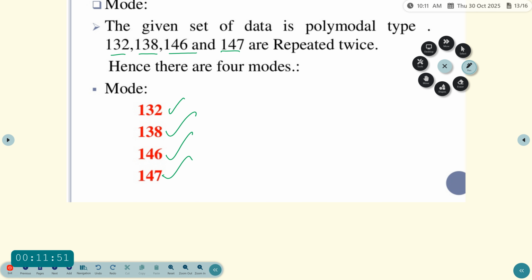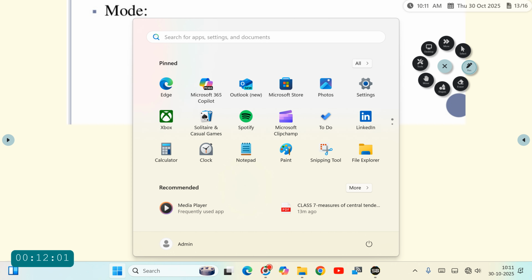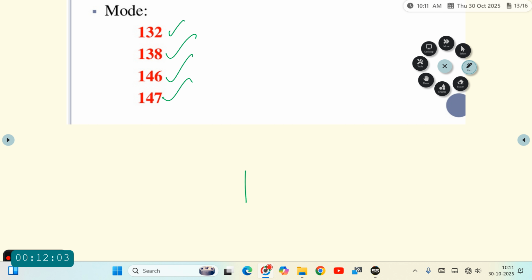In the next class, we are going to discuss the mean, median, mode for grouped data. For grouped data, how can we calculate mean, median, mode? Let us refer to this video for better understanding.